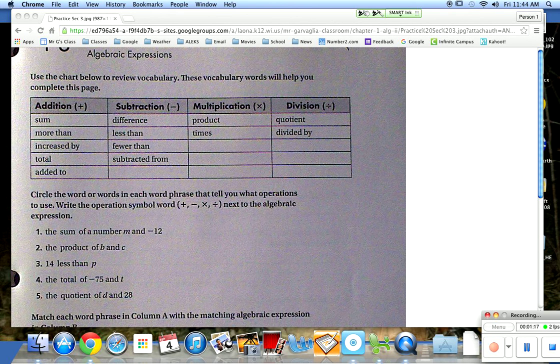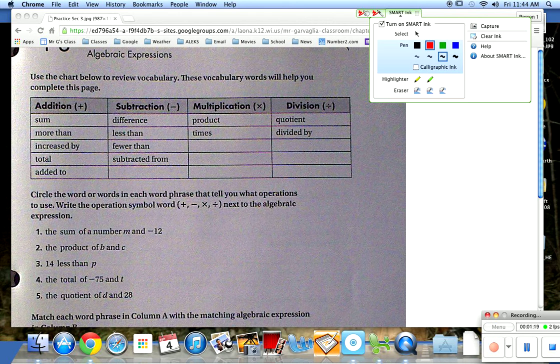All right. Let's go red today. All right. Here's what we've got: some vocabulary we're going to learn first here. Some vocab.